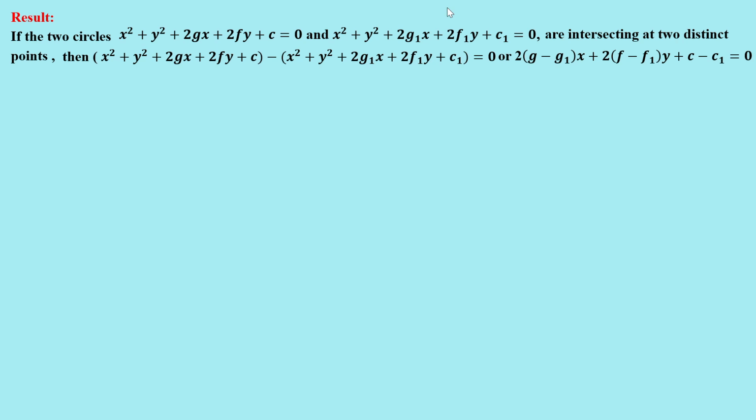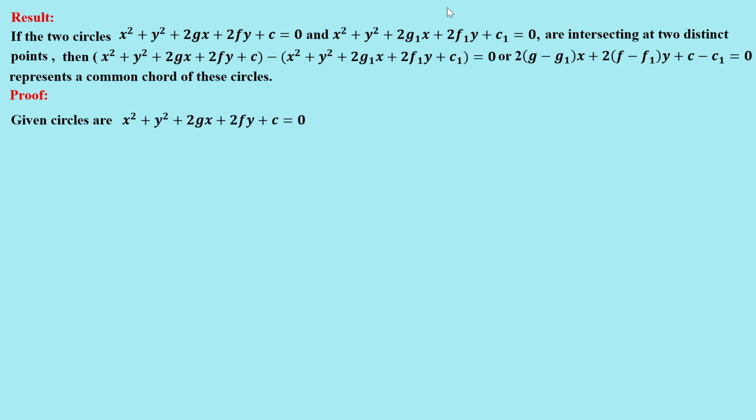If you are subtracting, the x² and y² terms will go, because you are subtracting x² minus x², y² minus y². The remaining terms you can group as x, y and the constant term. So (2g − 2g1)x + (2f − 2f1)y + (c − c1) = 0 is what you will get, which represents a common chord of the circles. So you can easily find the common chord, first circle minus second circle, if the two circles are intersecting.